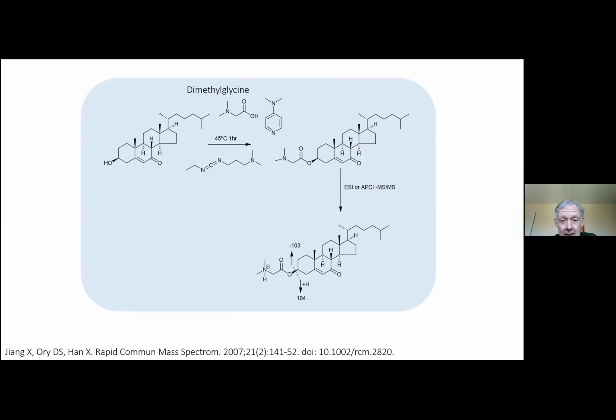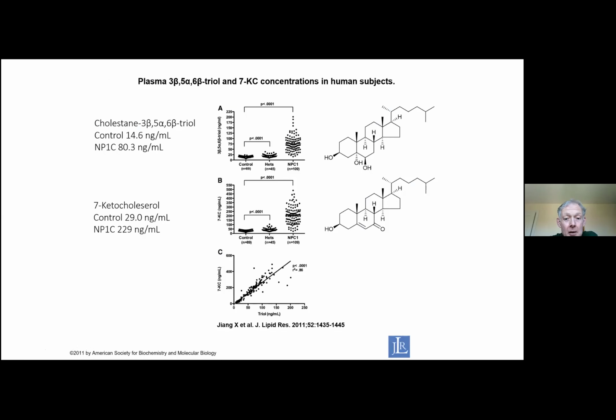When we do MSMS, we get fragmentation due to the loss of the dimethylglycine to give either the protonated dimethylglycine ion or the M plus H minus the dimethylglycine moiety. So again, this is very nice for MRMs. Actually, Daniel Ori has really used this method very impressively in studies looking at Niemann-Pick disease, and identifying patients with Niemann-Pick disease due to elevated levels of 7-ketocholesterol.